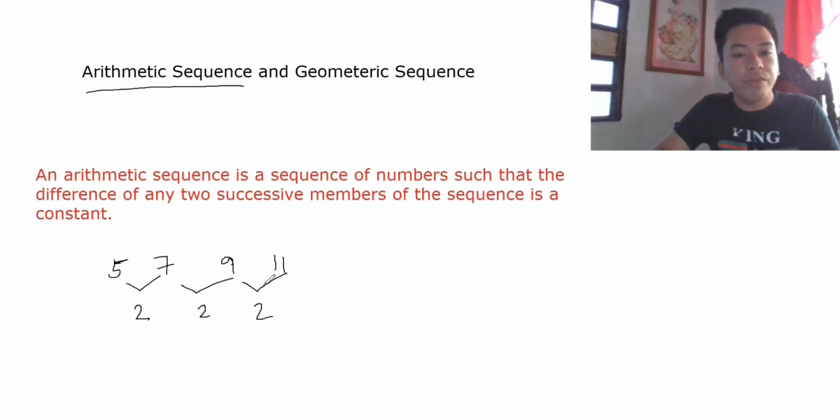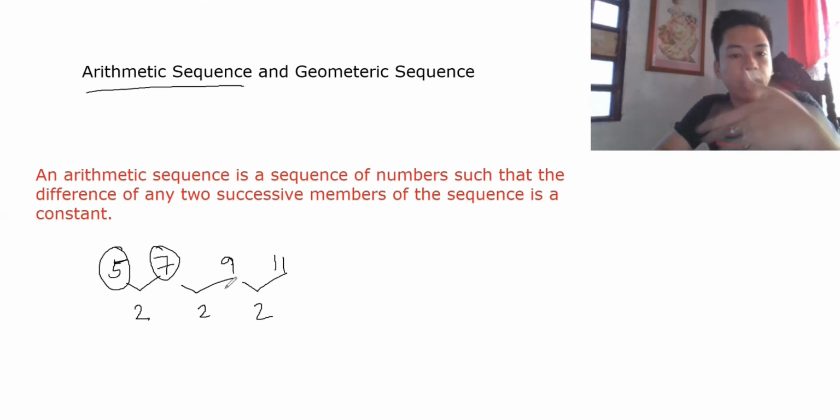So the rule is you have to make sure that the common difference between two successive numbers is actually the same. For example, the difference of the first term and the second term is 2, and the difference of the third term and the second term is also 2, and so with the other terms. So that is the arithmetic sequence.